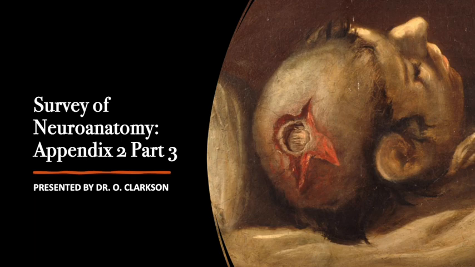Medial lemniscus is also part of your sensory input. That's going to be coming from your dorsal column. Then you have the abducens nerve. What does the abducens nerve do again?